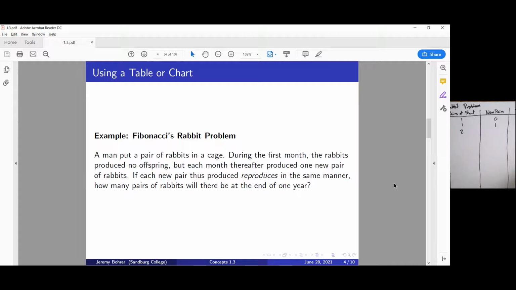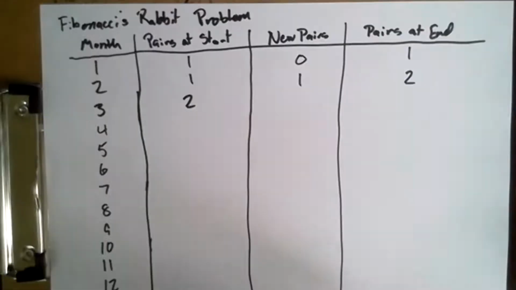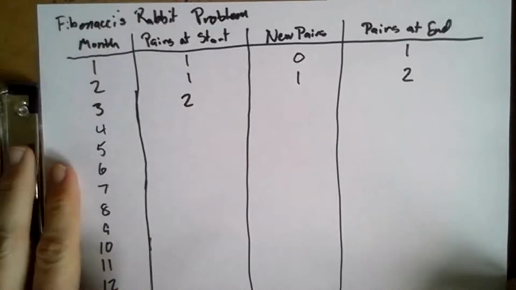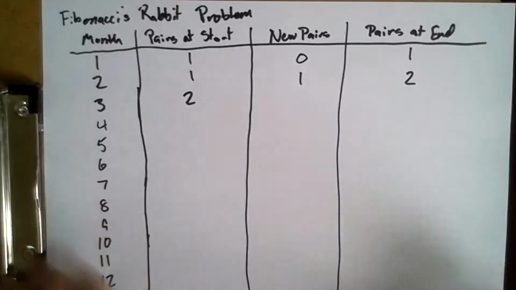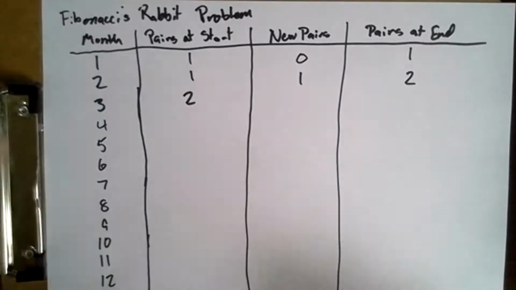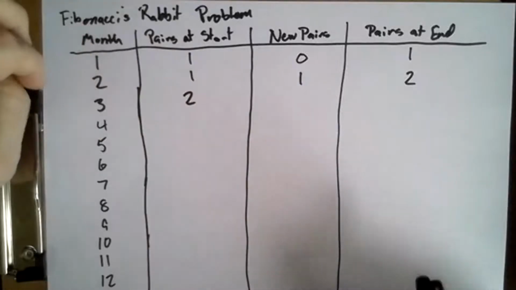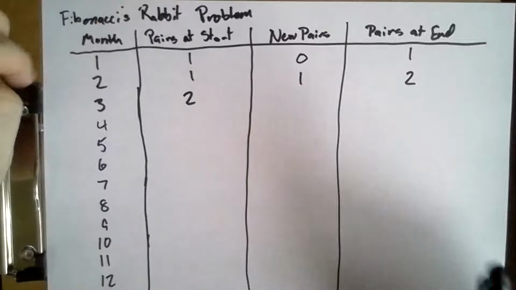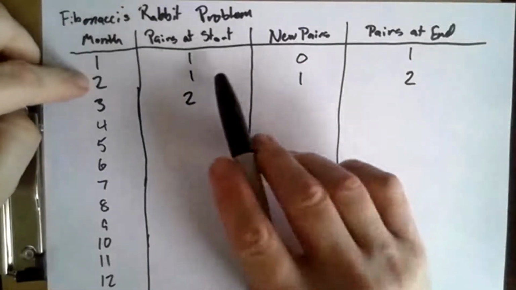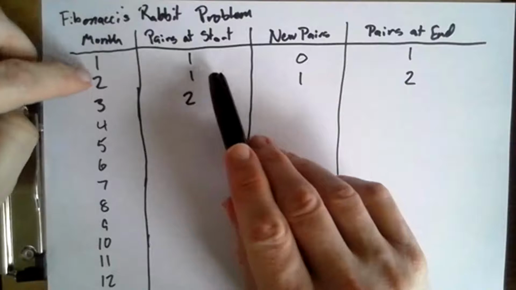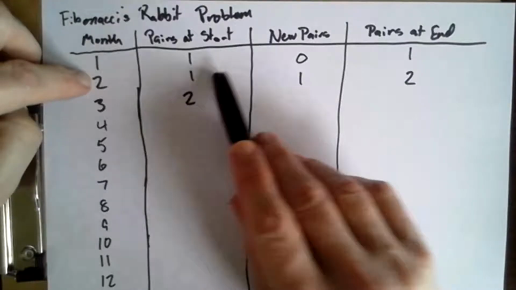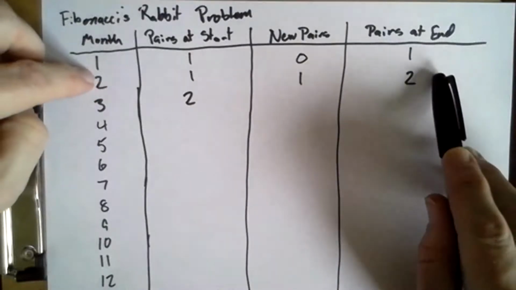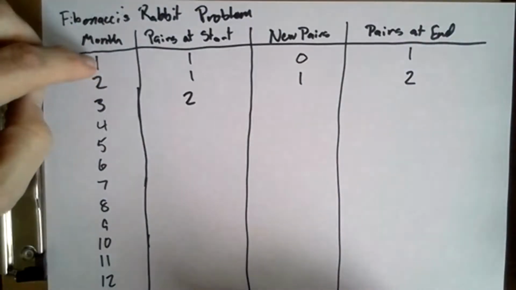Okay, so I am going to come over here and we'll look at this. I've started this already. I put the first couple of months of information in here. So in the first month, there is one pair at the start, there are no new pairs, and then there's a new pair at the end. There's one pair at the end. In the second month, there is one pair to start. We get a new pair, and then there are two pairs at the end.